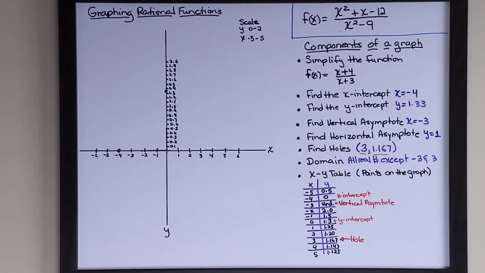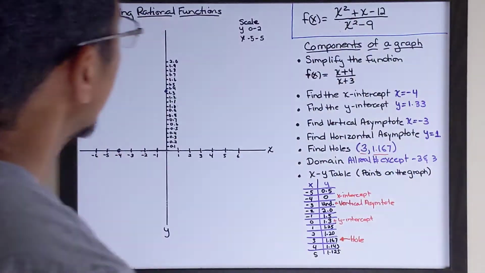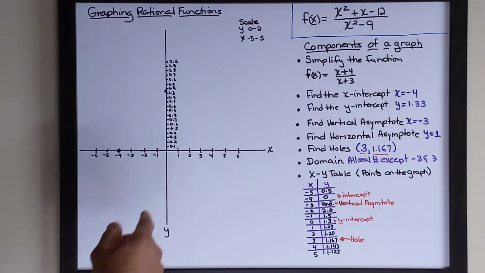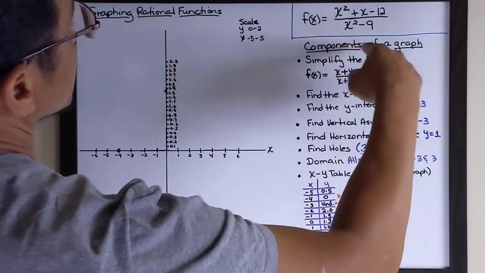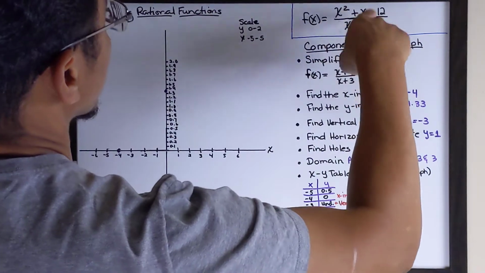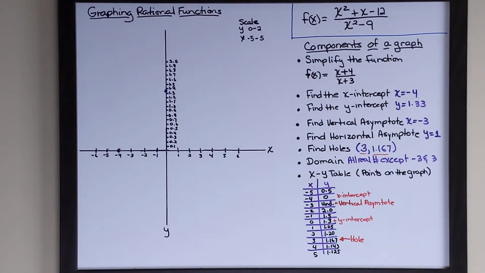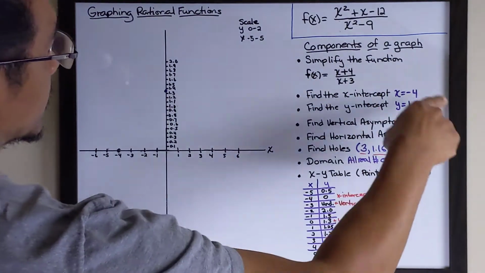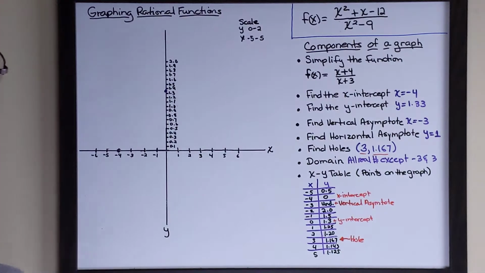Hello class. In this video we are continuing to graph this rational function that we've been working on over several videos. In those videos we found all the different components of this graph, and they're all listed here along with the XY table that we created.